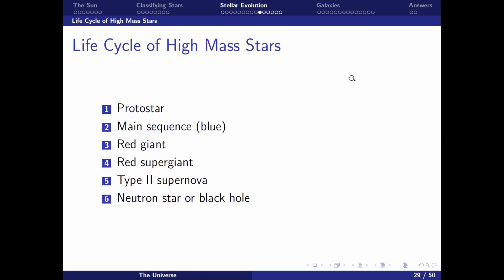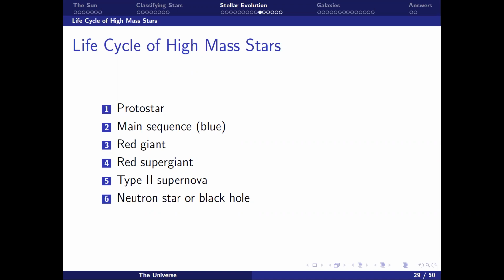So now let's look at high mass stars. They're going to have kind of the same beginning. They start off as a protostar. When they join the main sequence, they're much hotter because there's more gravity pulling it together, and they burn hotter. That's got an important consequence because the hotter they burn, the shorter they last. So high mass stars have a much shorter life cycle than low mass stars.